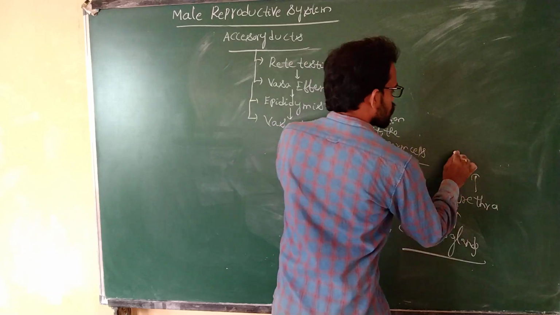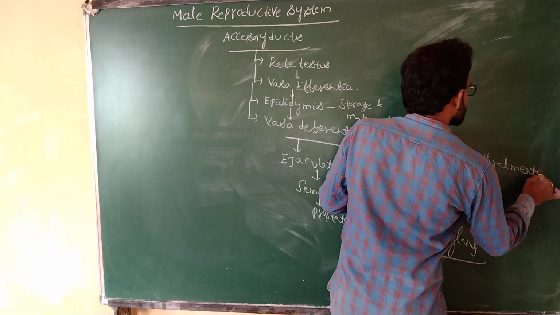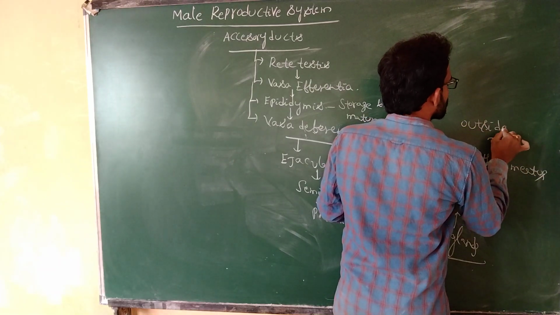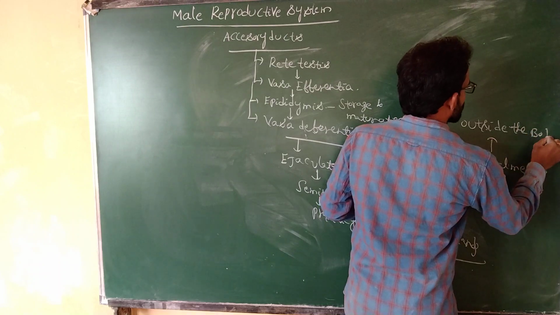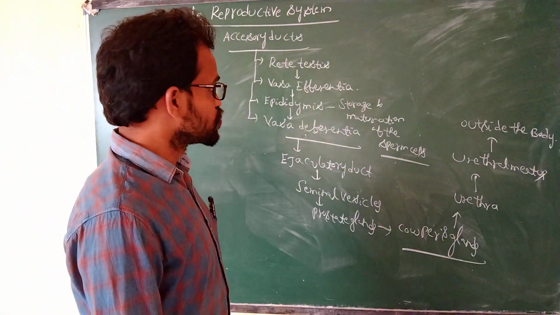Urethra opens into the urethral meatus. The urethral meatus opens to the outside of the body. Okay.